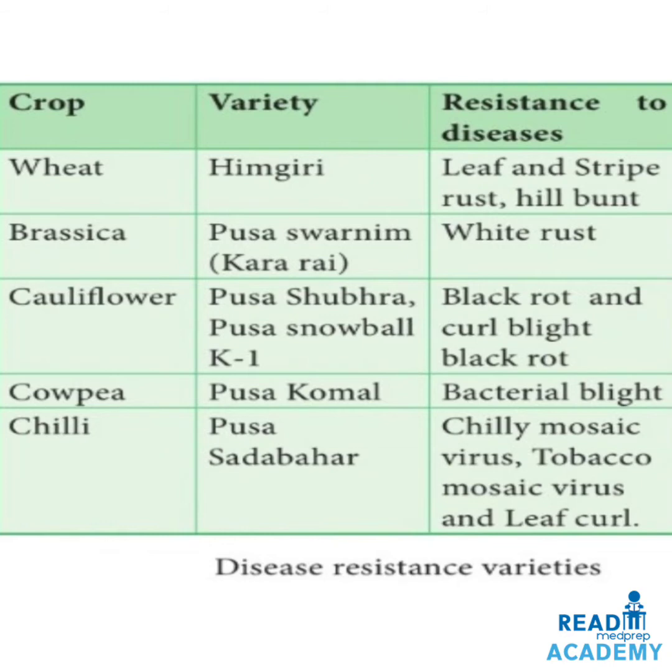Cauliflower: Pusa Shubra, Pusa Snowball K1. These varieties were resistant to diseases like black rot and curl blight black rot. Cowpea: Pusa Komal variety was produced which was resistant to bacterial blight. Chili: Pusa Sadabahar. The varieties were resistant to diseases like chili mosaic virus, tobacco mosaic virus and leaf curl.